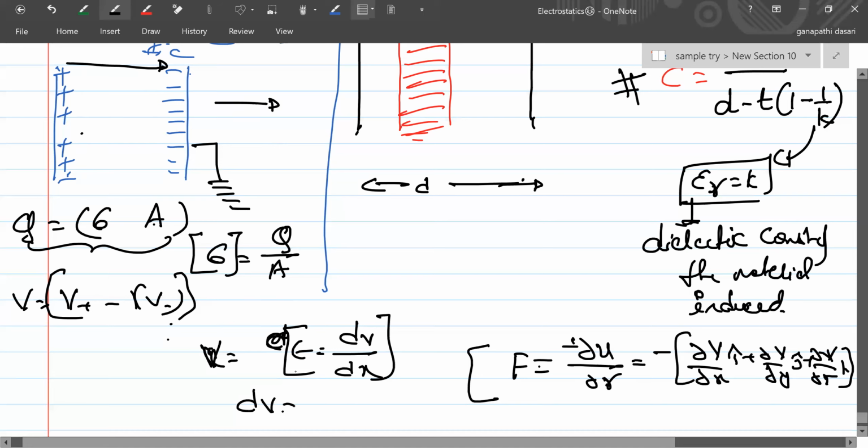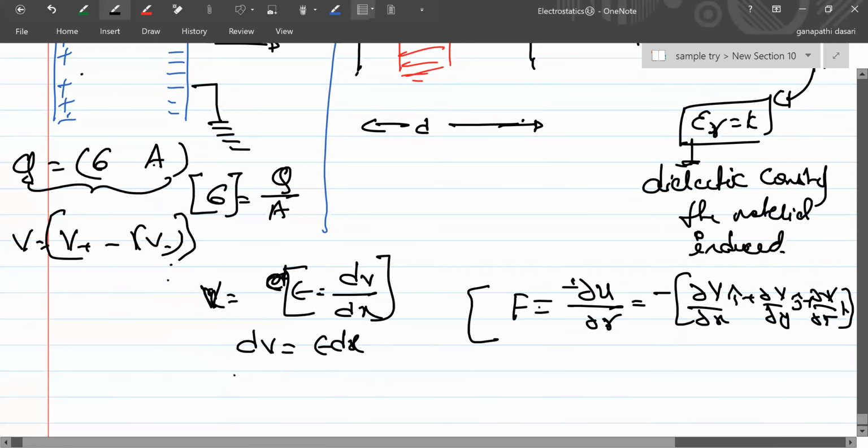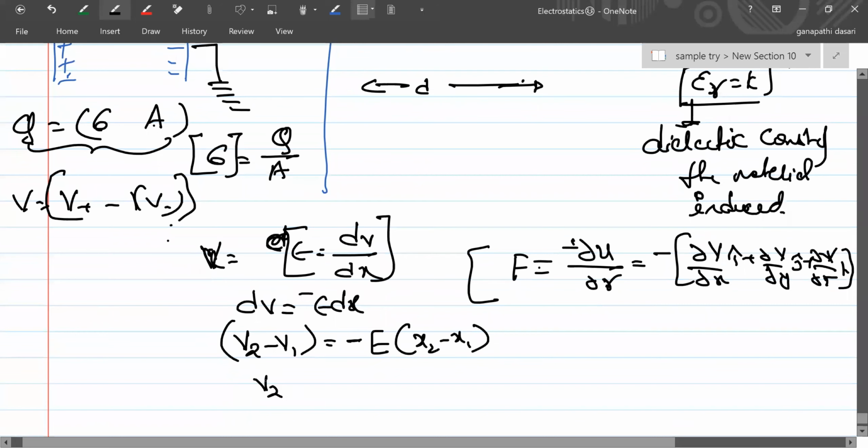This dV is equal to E dx. If the electric field is constant, then we can write V2 minus V1 is equal to minus E into x2 minus x1, where the minus sign is there because the potential is decreasing. If this is x2 and this is x1, the difference between them is the distance between the two plates, d. So V2 minus V1 is equal to minus Ed.